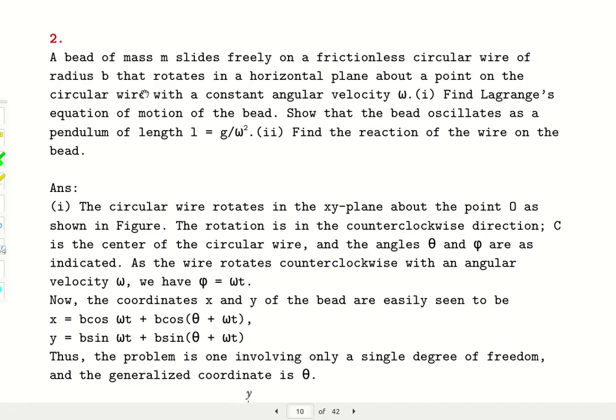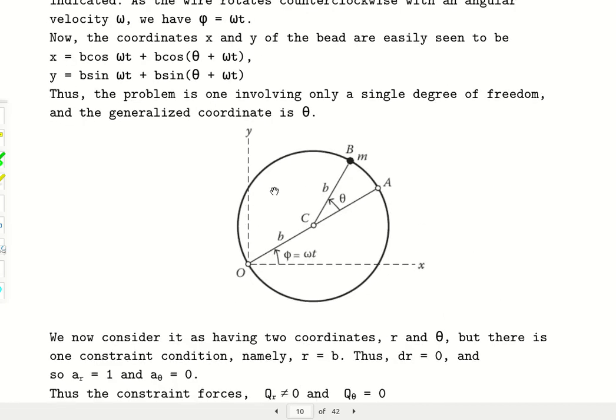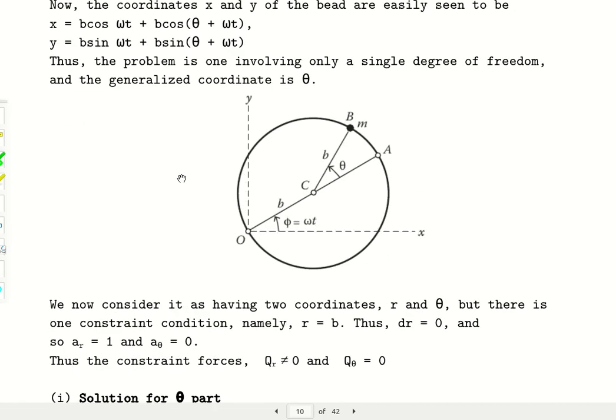of radius b, which rotates in a horizontal plane about a point of the circular wire with a constant angular velocity omega. Find the Lagrangian equation of motion, and show that it is oscillatory. The second part is to find the reaction on the bead by the wire.